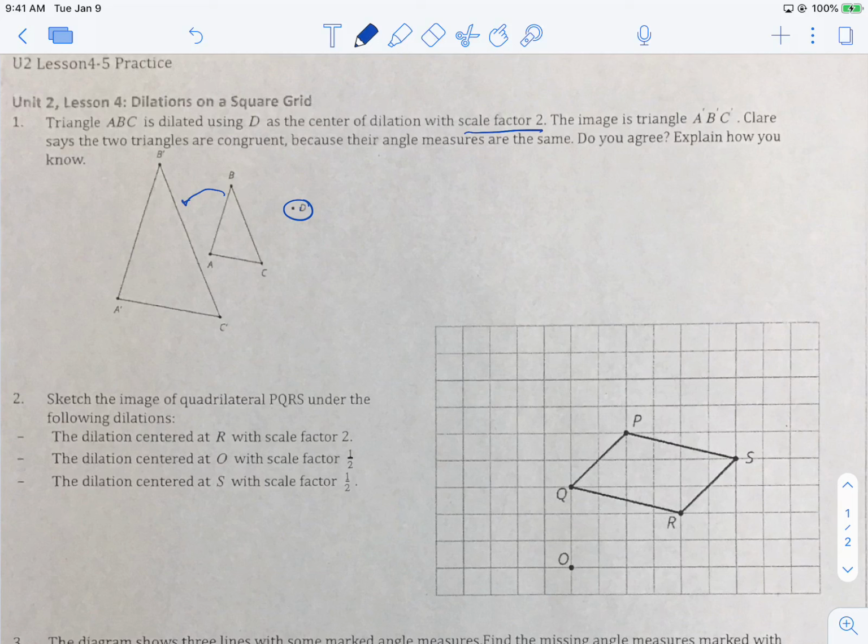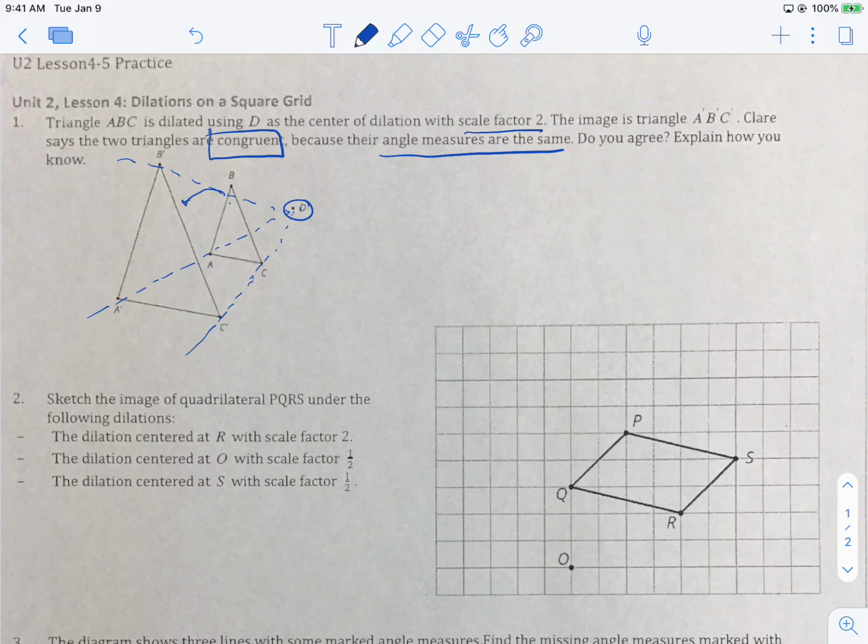So we think about it like we did yesterday or in our lesson here. These are along the same line, perspective-wise. But it's saying from this one to this one is a scale factor of 2. So Claire says the two triangles are congruent because their angle measures are the same. Do you agree? And explain how you know. So you need to explain how you know. Here to the side, you can type in a text box.